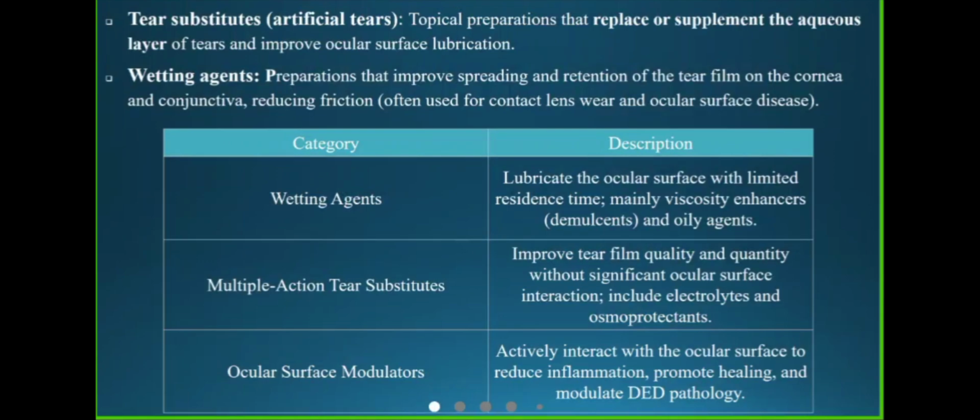The other is the multiple acting tear substitutes, which improve the tear film quality and quantity without significant ocular surface interaction. And it includes electrolytes and osmoprotectants. And the last one is the ocular surface modulators, which actively interact with the ocular surface to reduce the inflammation and promote the healing.